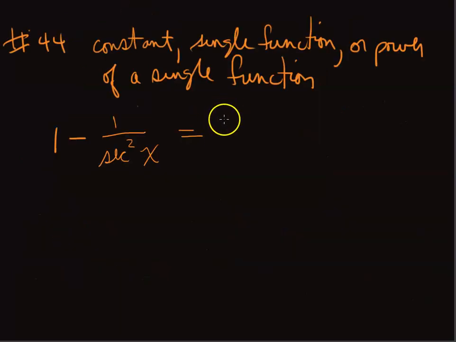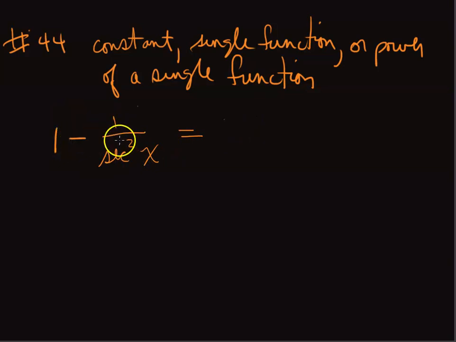So this is problem number 44. What we're supposed to do is rewrite this 1 minus 1 over secant squared x as a constant, or maybe a single function like sine or cosine or tangent or whatever, or the power of a single function, sine squared, cosine squared. How do you do that? You just start working on it.